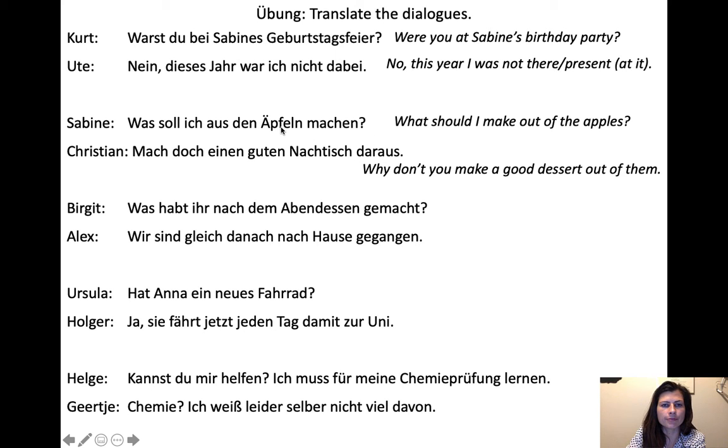Äpfel is actually plural here, but in the context when it's been replaced with a da compound, it's still plural, right? In English we would convey that with the them, but in German it doesn't matter whether this was singular or plural, it's still just daraus. There's not a separate form for it.